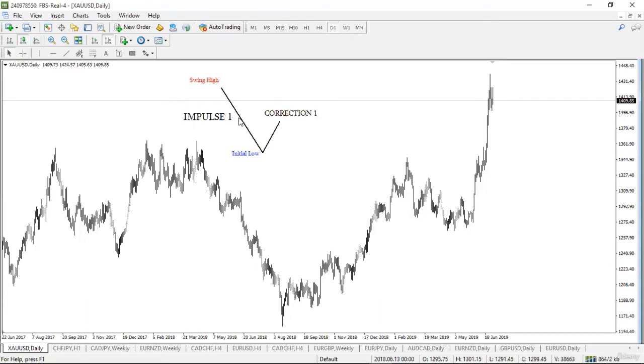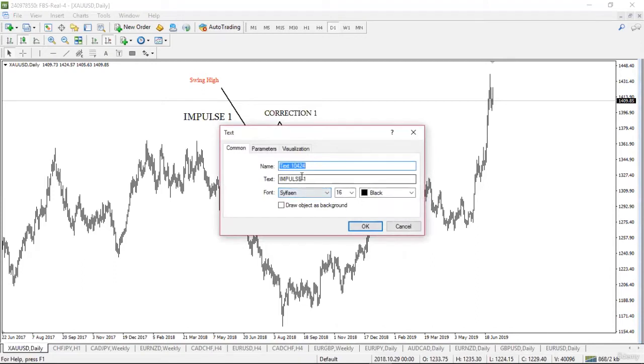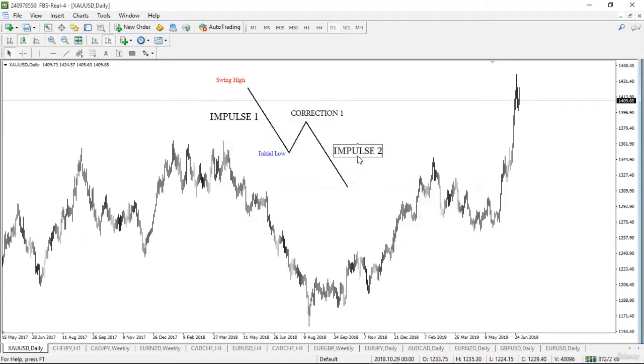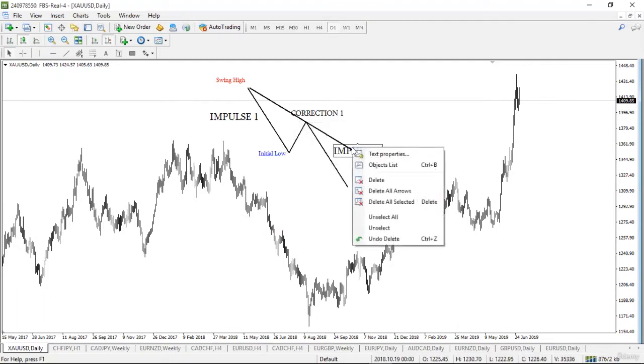Then you get a second impulse in the direction of the trend. It's your impulse 2. So you can get another correction after this one. This is your second impulse. So if you have something like this, you can say you have a downtrend, because you have, this is your impulse, this is your correction, this is your second impulse.